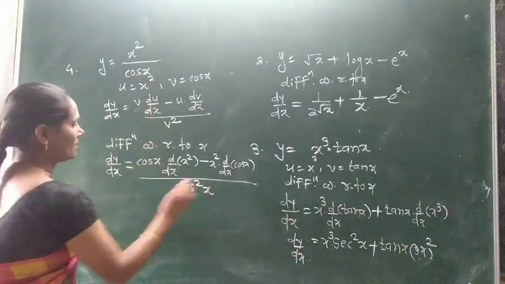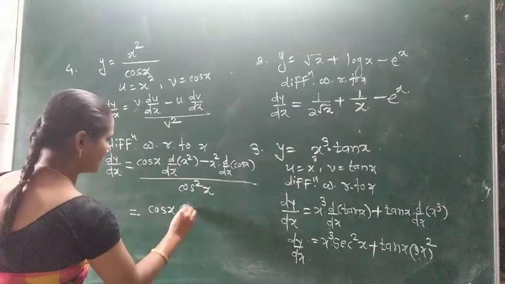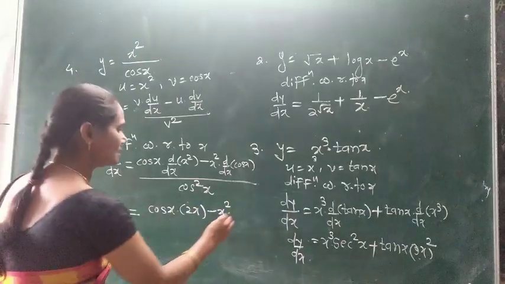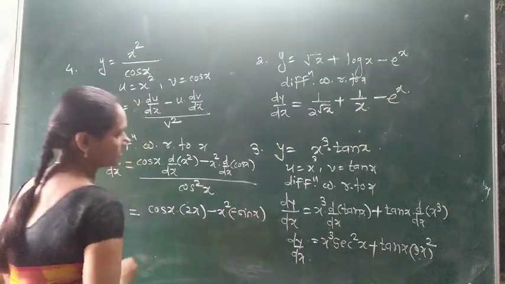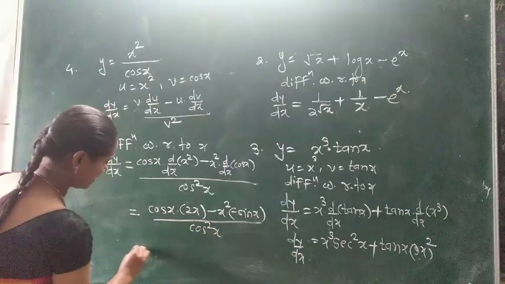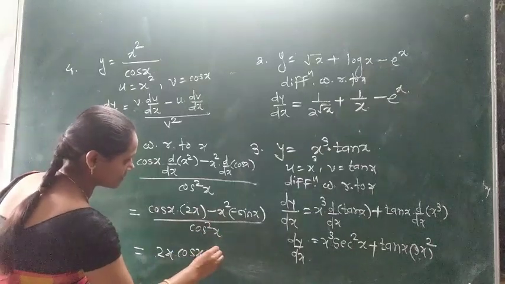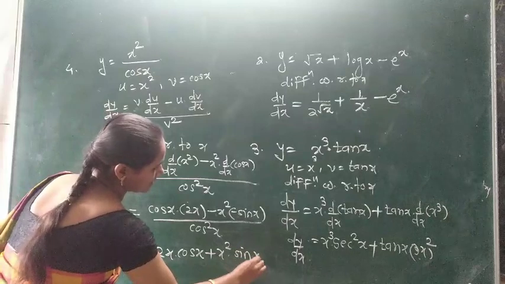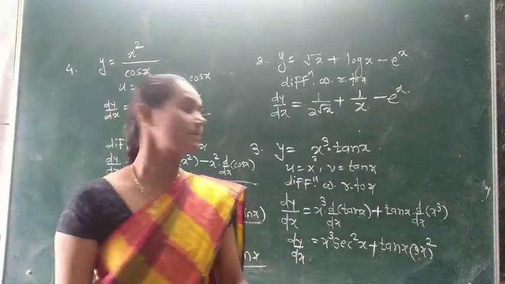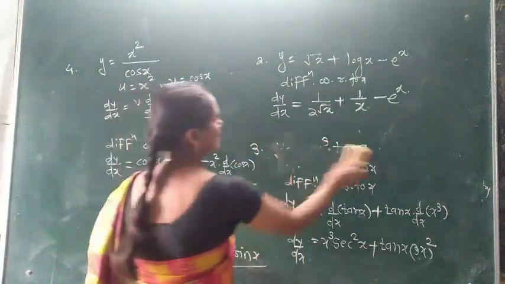So what is v square? Cos square x. So cos x as it is into derivative of x square is 2x, minus, keep x square as it is, and derivative of cos is minus sin x, divided by cos square x. So simplify or rearrange this term. 2x into cos x, here minus minus becomes plus x square into sin x, divided by cos square x. These are some examples based on addition, multiplication and division.